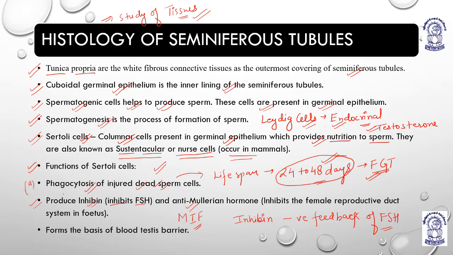The next function of Sertoli cells is that they help to form the basis of the blood-testis barrier, okay. What is the blood-testis barrier? In humans we have different checkpoints, and these checkpoints are barriers. For example, if a lady is pregnant, she will have a placental barrier. This barrier prevents the passage of toxic materials, drugs, and other non-nutritive substances.